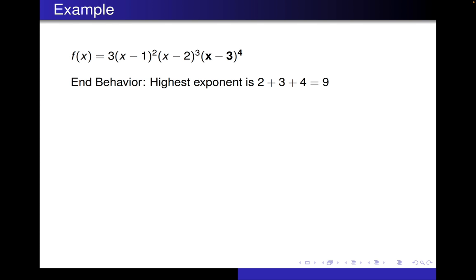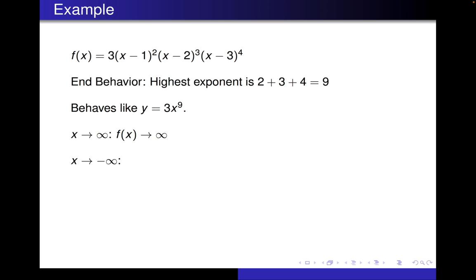So the degree of your polynomial is going to be 9. That means your highest power of x, your leading term, is going to be x to the 9. Which means that your end behavior, just the end behavior, not maybe the graph itself, is going to behave just like y equals 3x to the 9. Which means, as x goes to infinity, f of x is going to go to infinity. x to the 9th is going to infinity. 3 times that is not going to make it any less infinity. And as x goes to negative infinity, x to the 9th is going to go to negative infinity. Again, multiplying it by 3 is not going to change its sign. So f of x is going to go to negative infinity on the left.